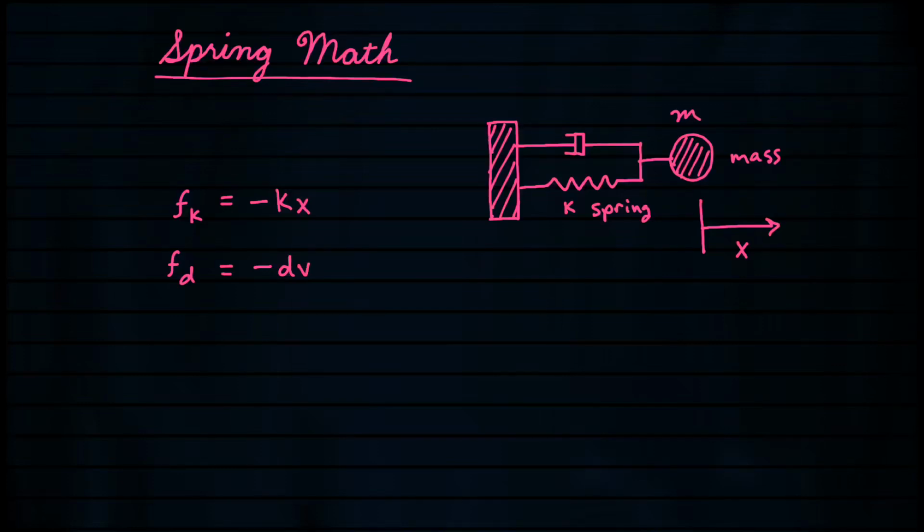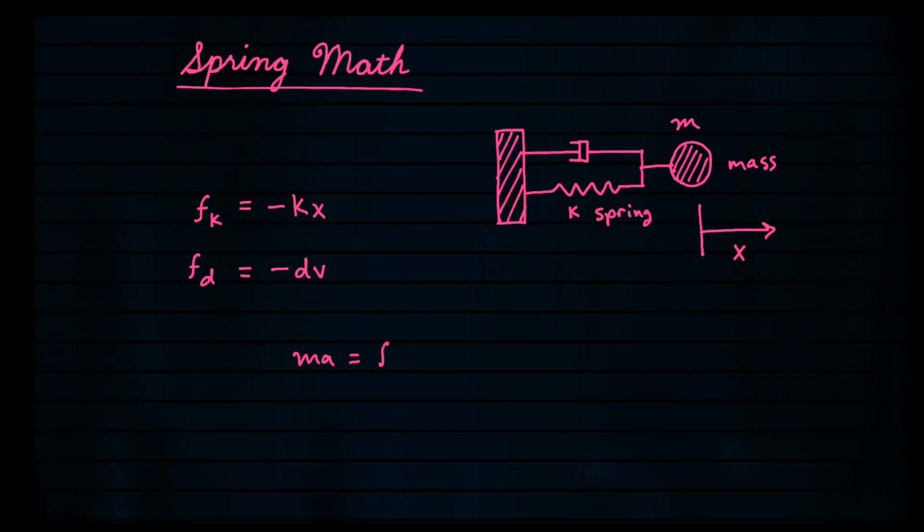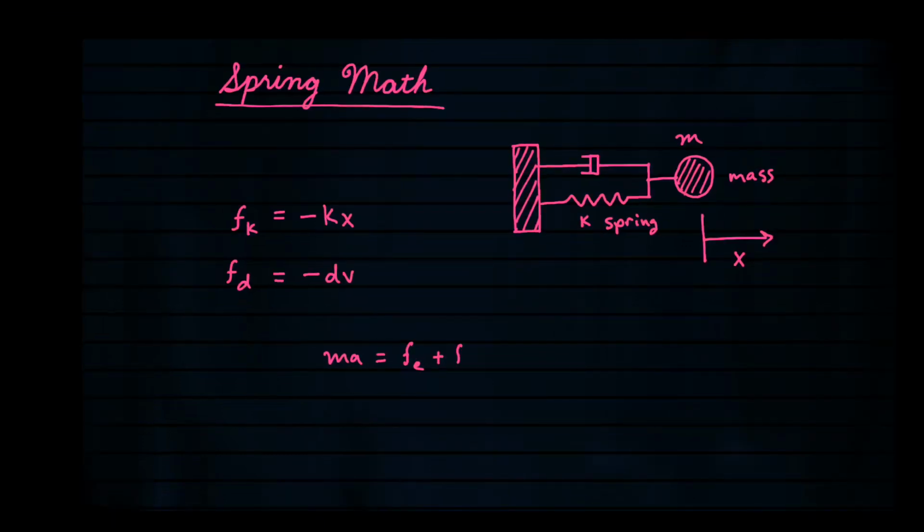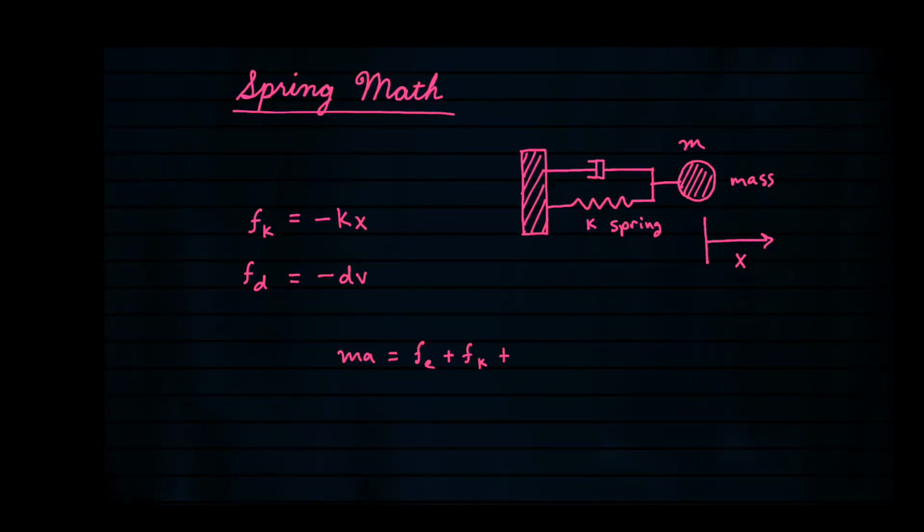Okay, so now we would like to see what forces are applied. Okay, so we know that force equals F equals ma. So we will have Newton's second law at work here. So we'll have ma equals some external force plus the force of the spring plus the damper force.